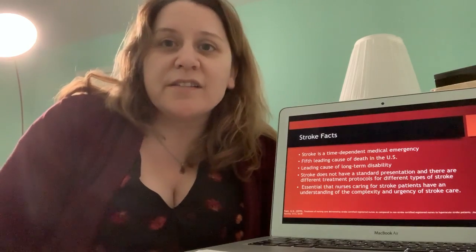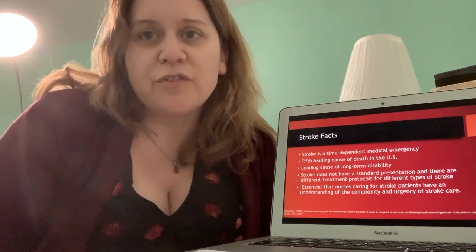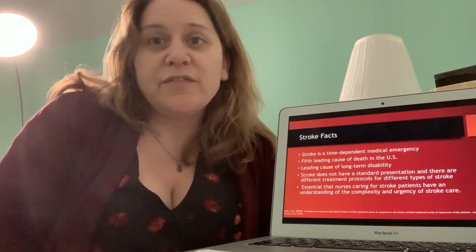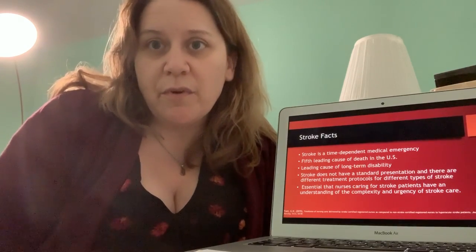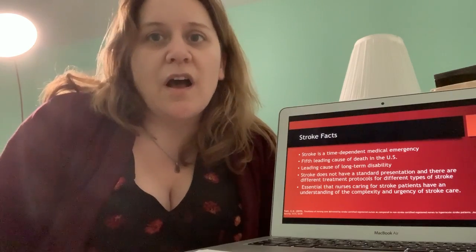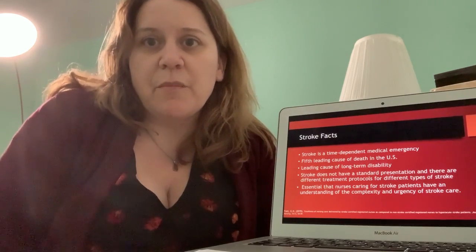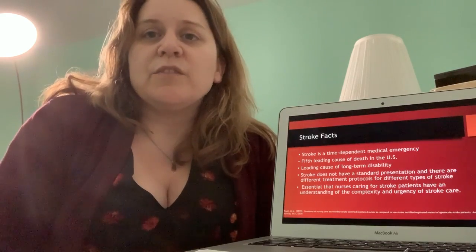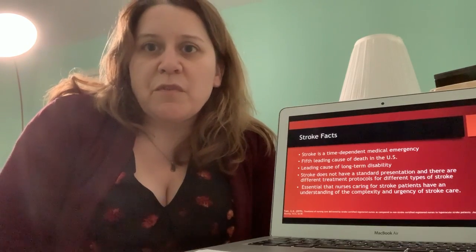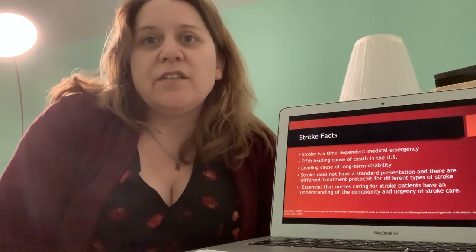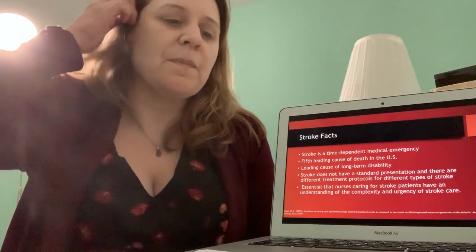Strokes are complex. They present differently. Different strokes will present differently in different individuals, and different types of strokes have different treatment protocols. So persons caring for strokes, whether they be nurses or other members of the interdisciplinary team, really need to have specialized knowledge in order to provide safe and timely care for stroke patients and to get the best outcomes.